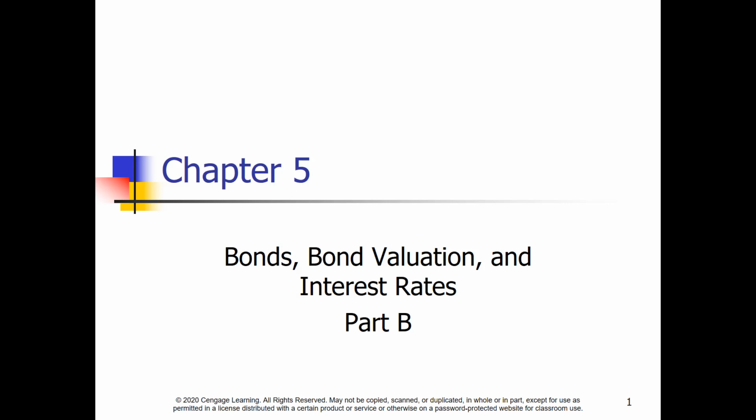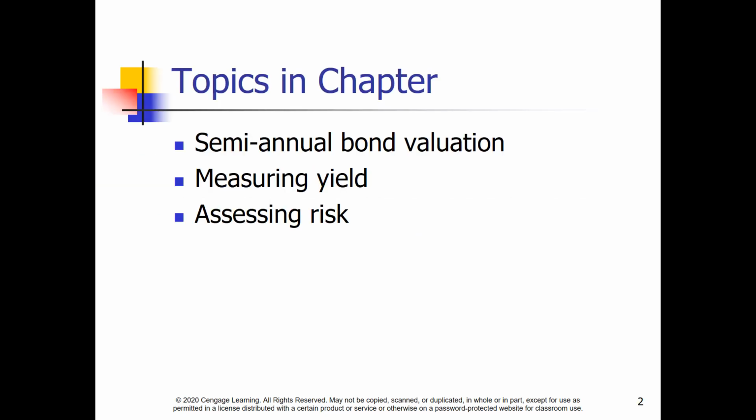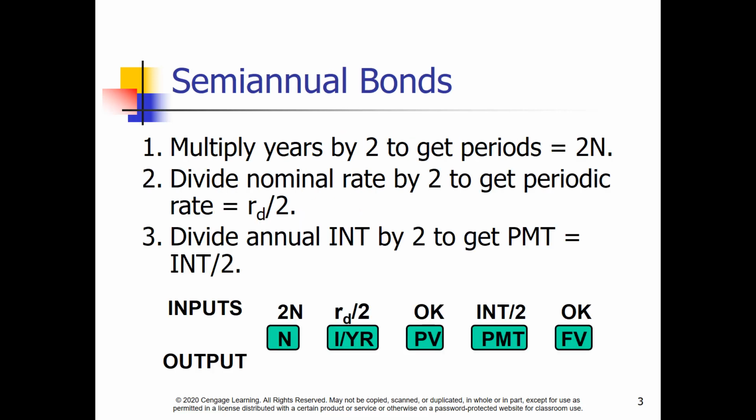This is Part B of Chapter 5. In Part B, we'll move from annual payer bonds to semi-annual payers, as well as looking at measuring yields and assessing risk. Remember that the yield to maturity on a bond is quoted as an APR.